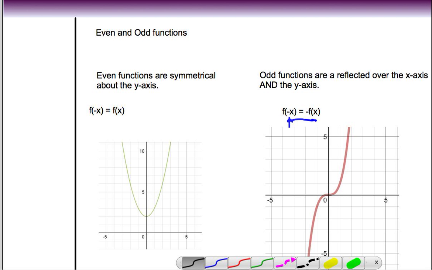Here, where the x value is 1, the y value is positive 1, right? So if I look at an x value of negative 1, that would mean the output, the y value, would have to be the opposite of what it was over here. So since the y value here was 1, the output over here has to be the opposite of that, or negative 1.